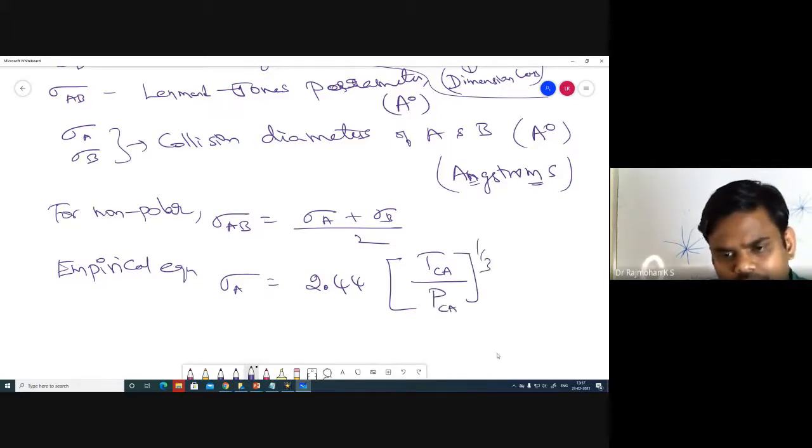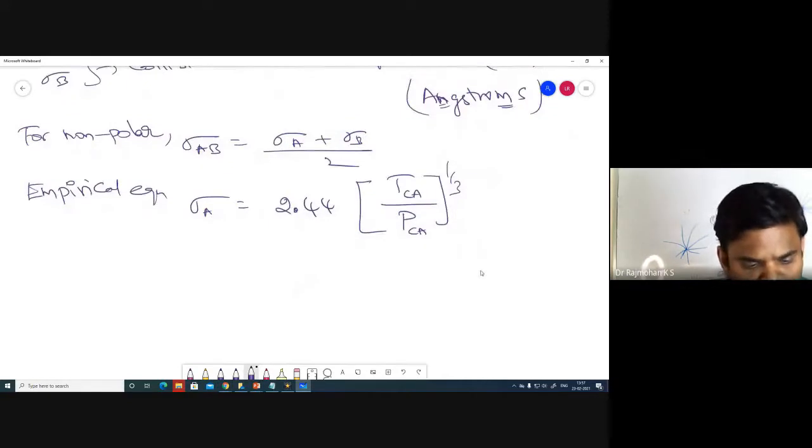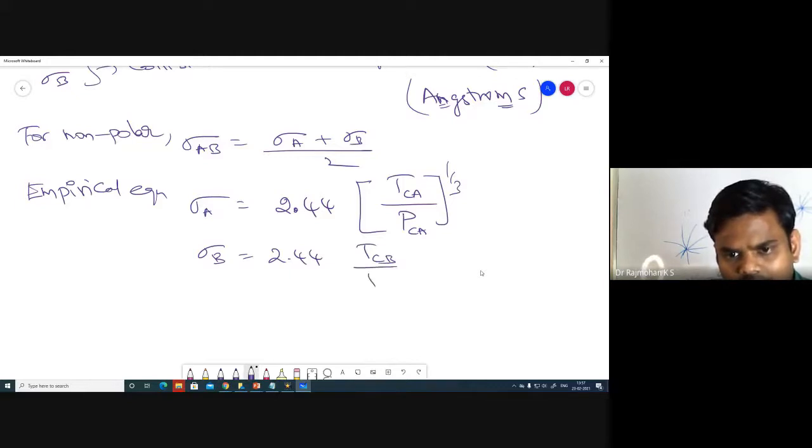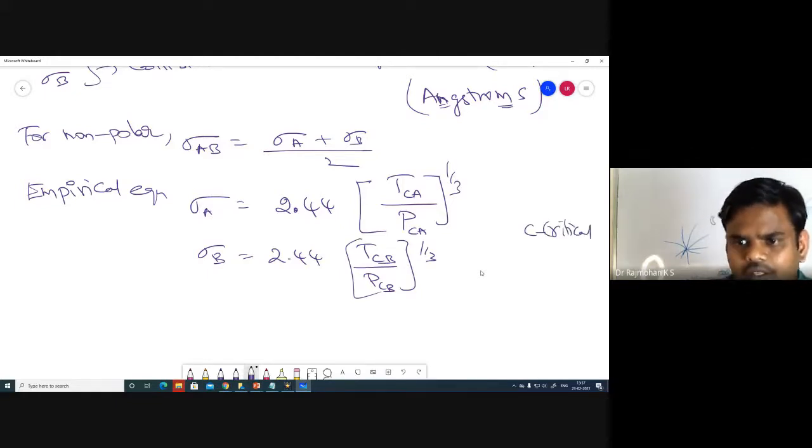These all come from kinetic theories. TCA is the critical temperature of A, and similarly TCB is the critical temperature of B. You can write it for B also, for any material, so TCB by PCB power 1 by 3, where TCA refers to the critical temperature of A and PCA the critical pressure of A. And we have this collision factor.